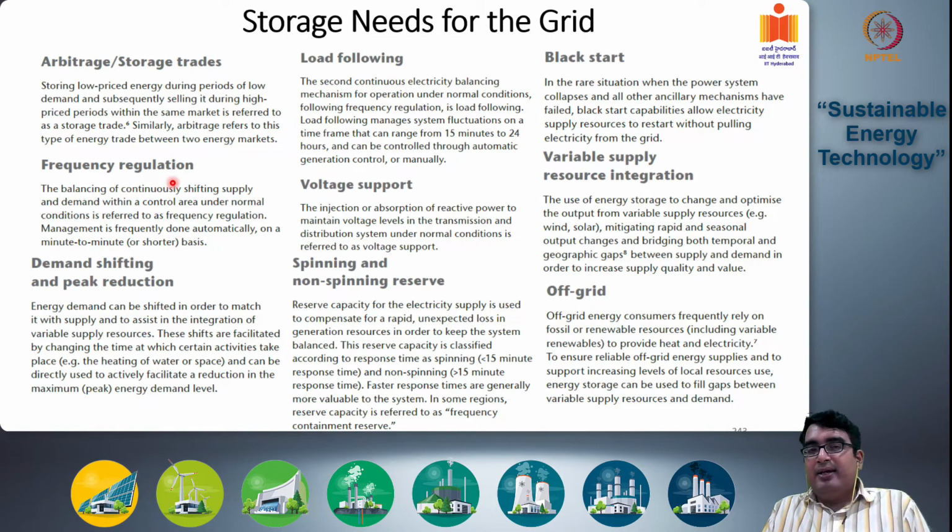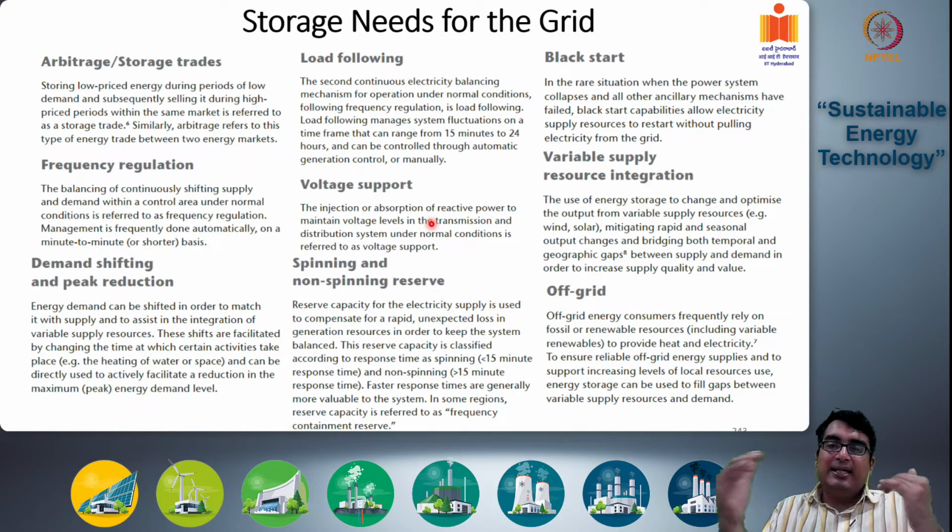So this is AC current frequency, this is load changing, and then finally the voltage support. Frequency regulation and voltage support are related to each other. The injection or absorption of reactive power to maintain voltage levels in the transmission and distribution system under normal condition is referred to as voltage support. So you are responding to keep the voltage levels constant.